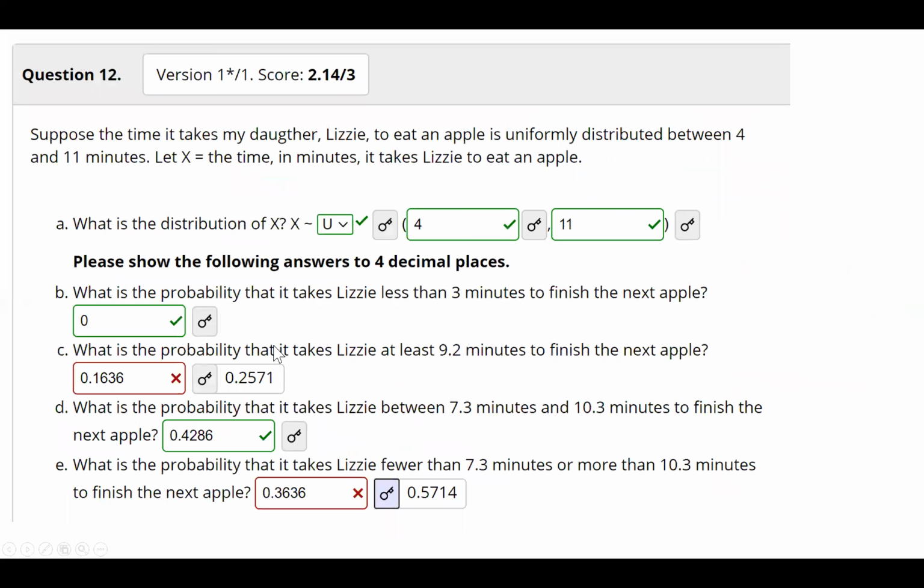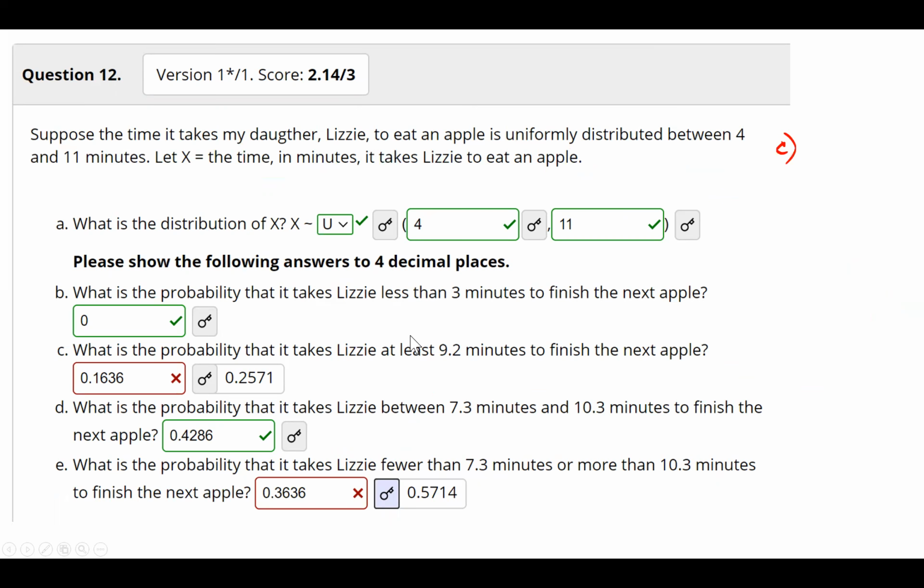All right, this is question 12. So again, this whole concept of distribution of numbers, what you want to focus on is whether it is uniformly distributed or exponentially distributed. That's the whole point here. Suppose that the time it takes my daughter Lizzie to eat an apple is uniformly distributed between 4 and 11 minutes. Okay, so again, it's a perfect rectangle distribution.